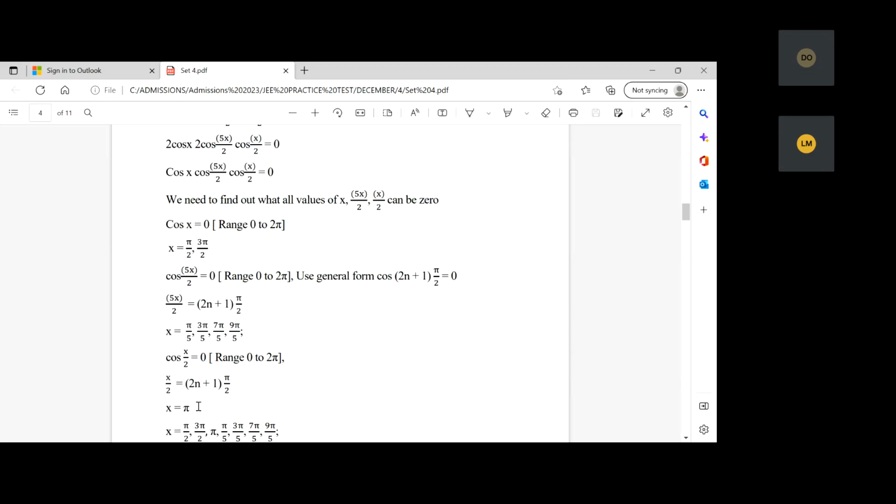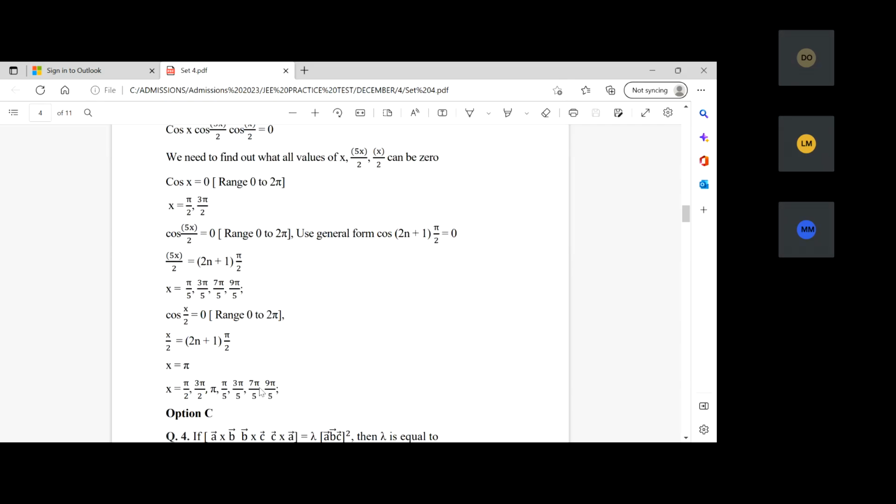So, for the initial case, cos x equal to 0, these are the two values. Cos 5x by 2 equal to 0, you have 4 values, and cos x by 2 equal to 0, you have 1 value. So the total combinations will be 7. The total number of values for which it could be 0 is 7. So the correct answer, a lot of students have opted for this one. So the correct answer is option C.